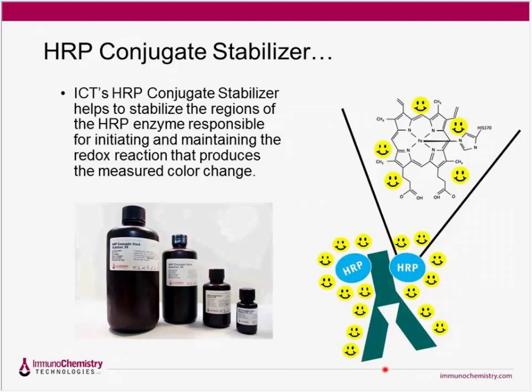In order to further stabilize the peroxidase activity, you have to stabilize this porphyrin ring structure. So Immunochemistry Technologies has added an additive to make sure that this porphyrin ring structure remains in its catalytically active form.